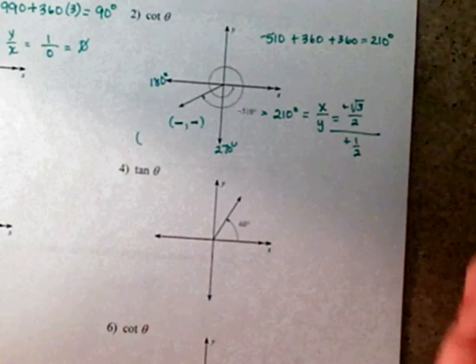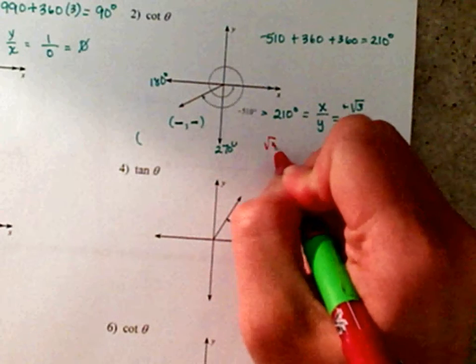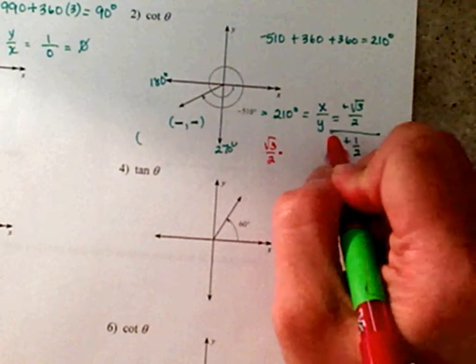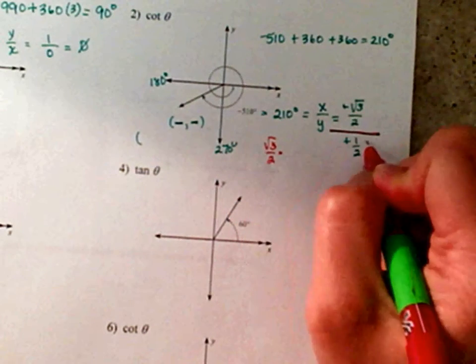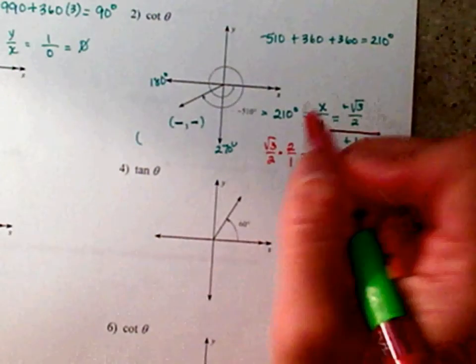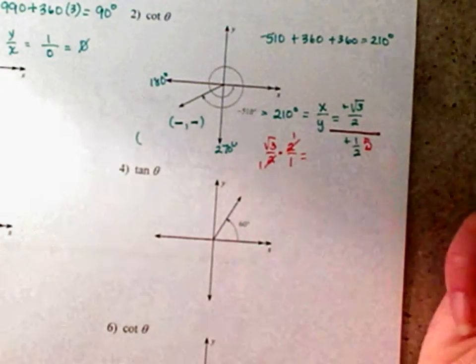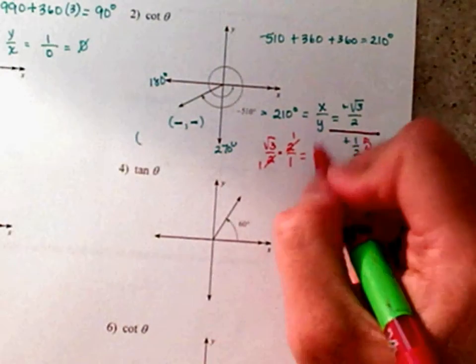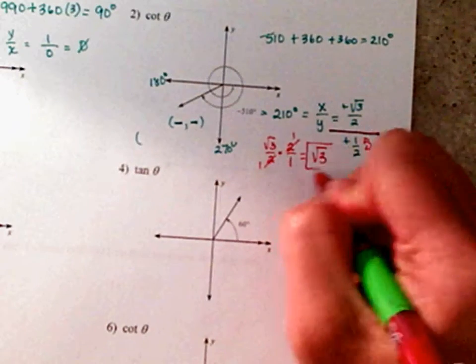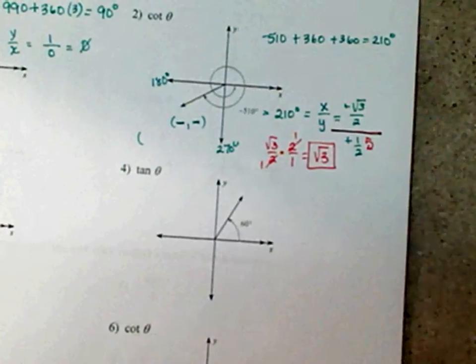Don't forget about your reciprocal. Take your numerator, which is square root of 3 over 2. Opposite of dividing is multiply, and then you take the reciprocal, 2 over 1, just like that. The 2 cancels, reduced to 1. So square root of 3 over 1 is the same thing as square root of 3. And there's your answer for number 2. Okay.